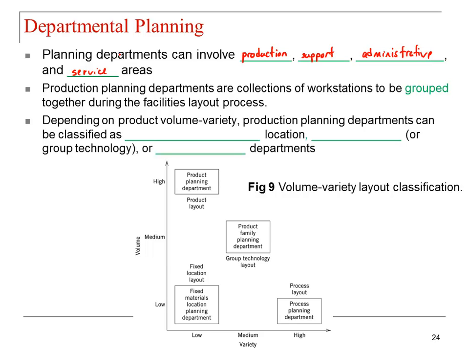Production planning departments are collections of workstations to be grouped together during the facilities layout process. And depending on the product volume and variety, production planning departments can be classified. There are actually four types of classifications. The first one is called product.